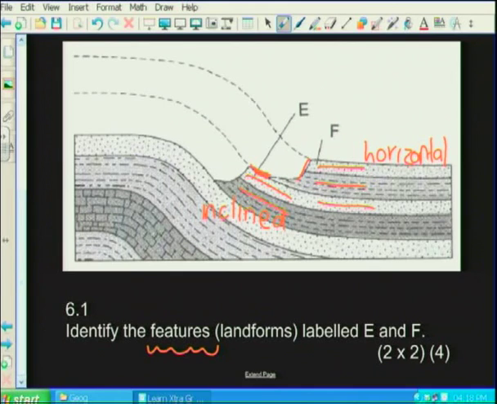Landform F, if we take the majority, and once again, it's very difficult to judge the size and the scale of that feature, but more often than not, they are looking for a mesa. A mesa is an example of horizontal rock strata, and a cuesta or homoclinal ridge is an example of inclined strata.